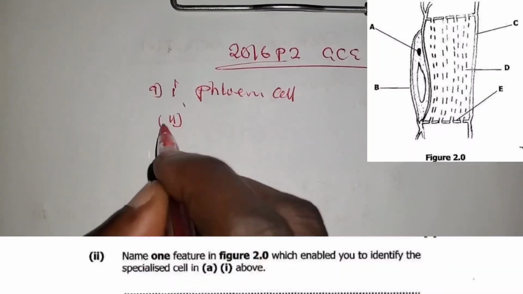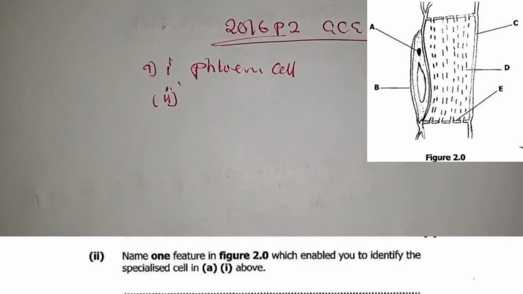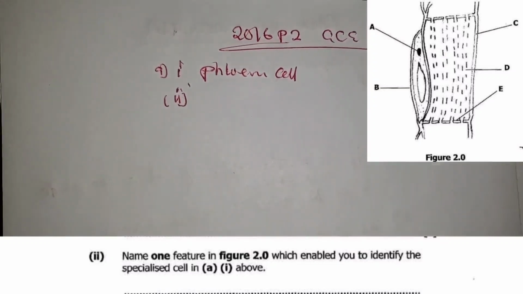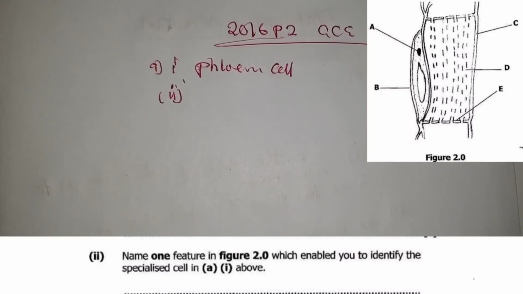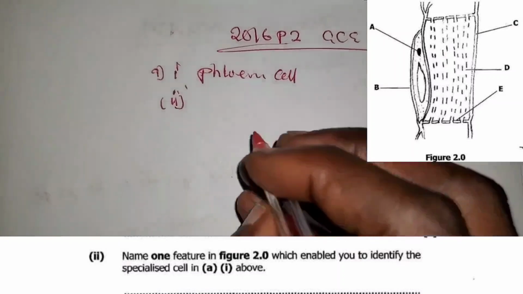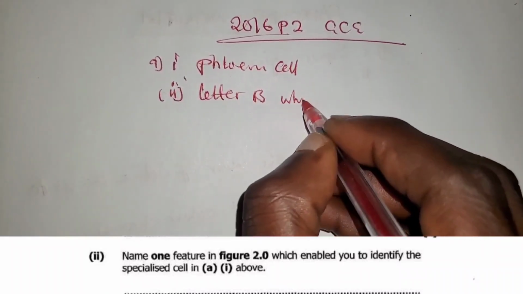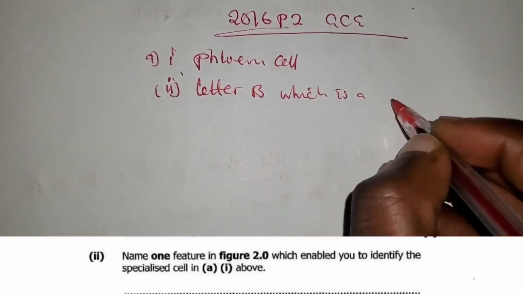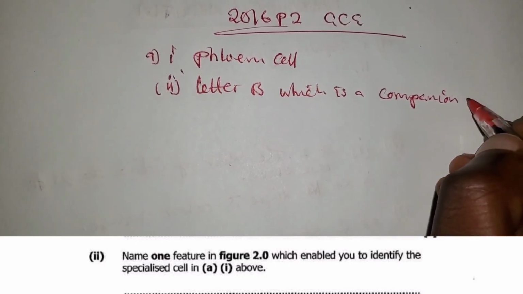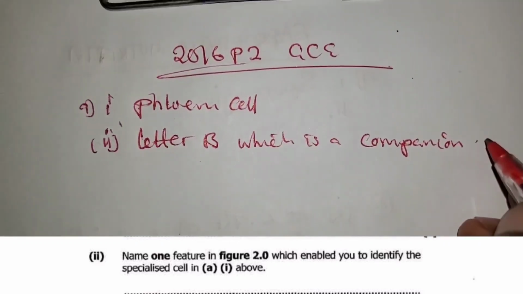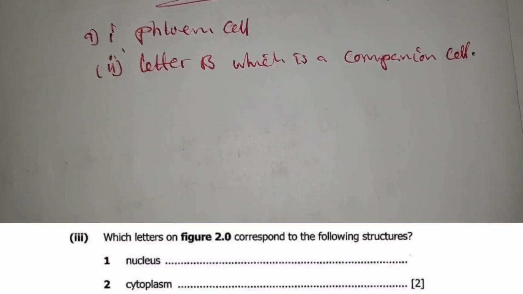Then 2, they're saying, name one feature in 2.0 which enables you to identify the specialized cell. Name one feature. So the feature is the companion cell, which is letter B. Okay. Which is a companion cell. Okay. Which is a companion what? Companion cell.